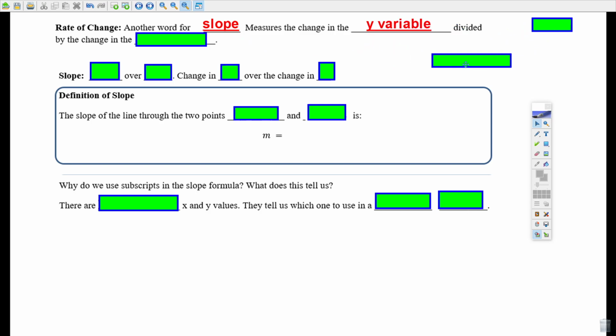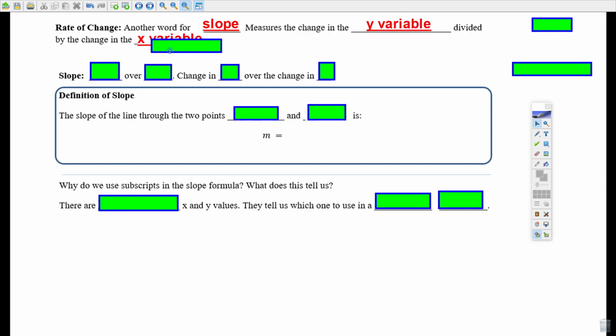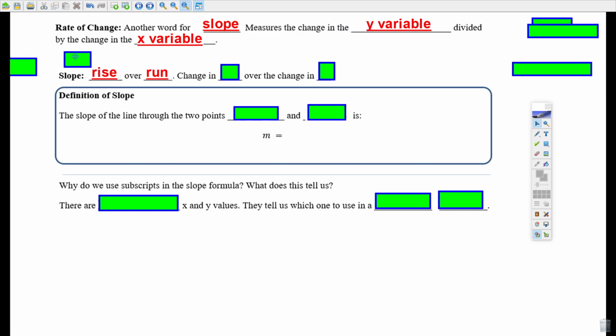It measures the change in the y variable divided by the change in the x variable, where you probably heard it called rise over run. Slope is rise over run. Change in y over the change in x. They all mean the same thing. Just a rate of change. So rate of change, slope, kind of the same thing.